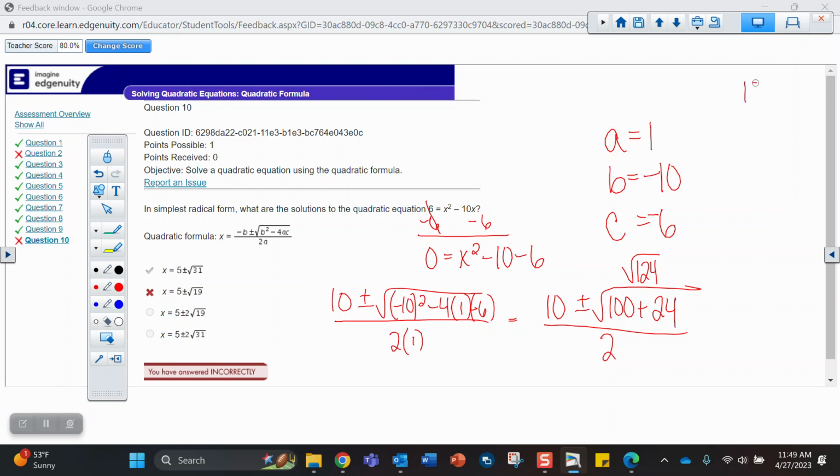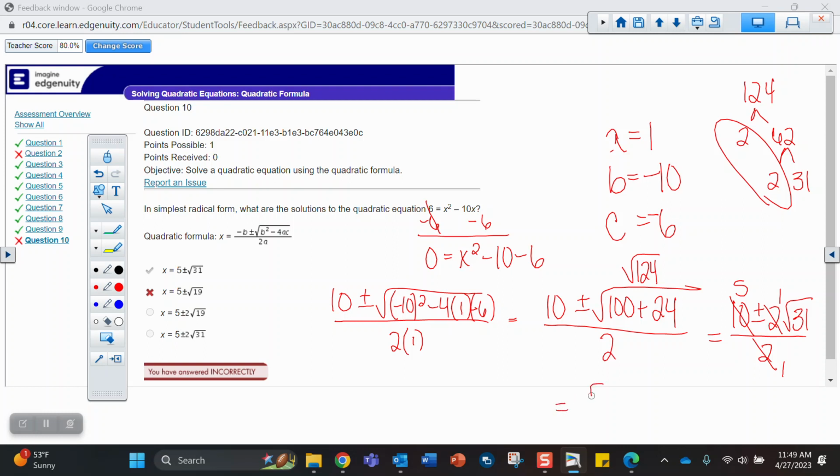Now I'm going to do a factor tree on 124. I'm going to come way over here and do that. Let's see, 2 and 62. Yep. And then 62 is 2 and 31. So I have a pair of 2's I can pull out in front. So now it's 10 plus or minus 2 square root 31 all over 2. So I'm going to cancel the 2's with the 10. That's a 5, a 1, and a 1. And then you don't have to write the 1's unless it's out in the very front. I can just say 5 plus or minus the square root of 31.